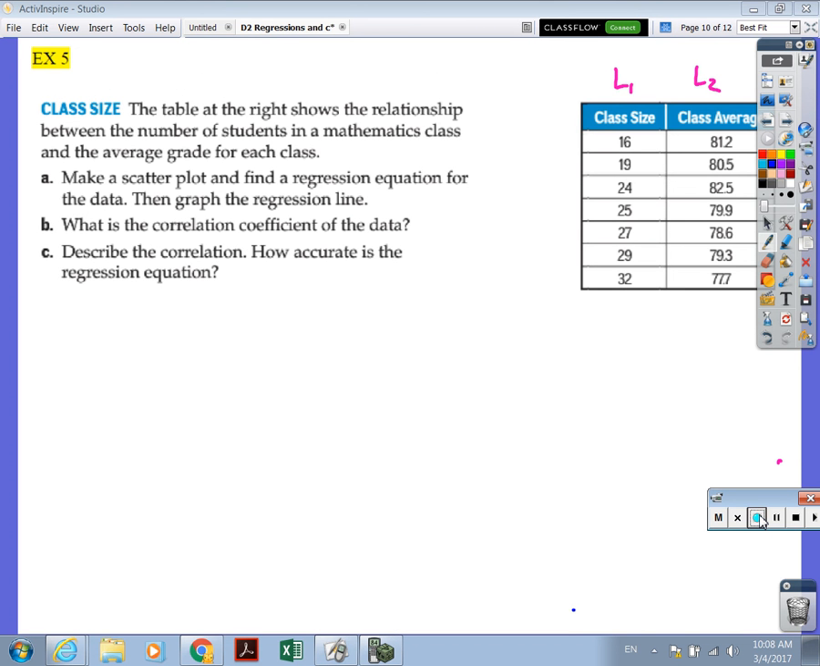For our final problem, we're looking at kind of interesting data. It says here in the table, we're looking at the relationship between the number of students in a math class and the average grade for each class. So we want to come up with an equation, we want to find the correlation coefficient, and we want to describe it and see if it's good or mediocre.